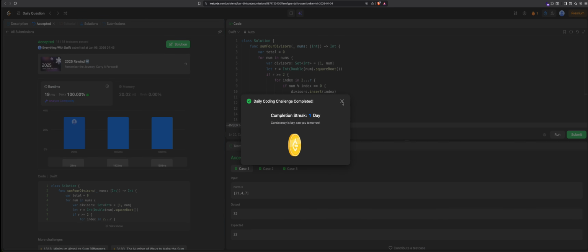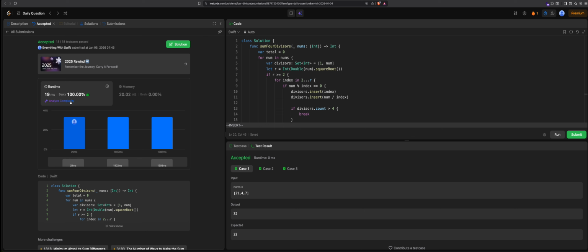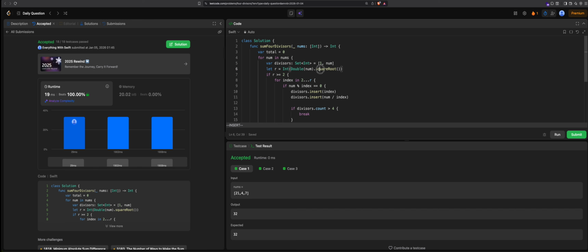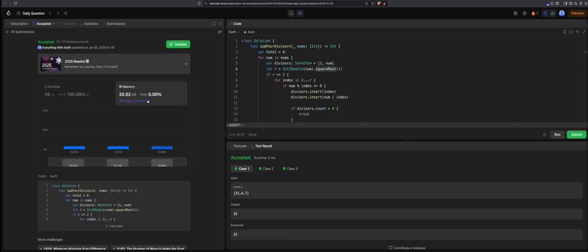Nice. I think the time complexity will be O of n times the square root of m, because we're using the square root here. For the space complexity, that will be O of 1, since we don't use any extra memory here.